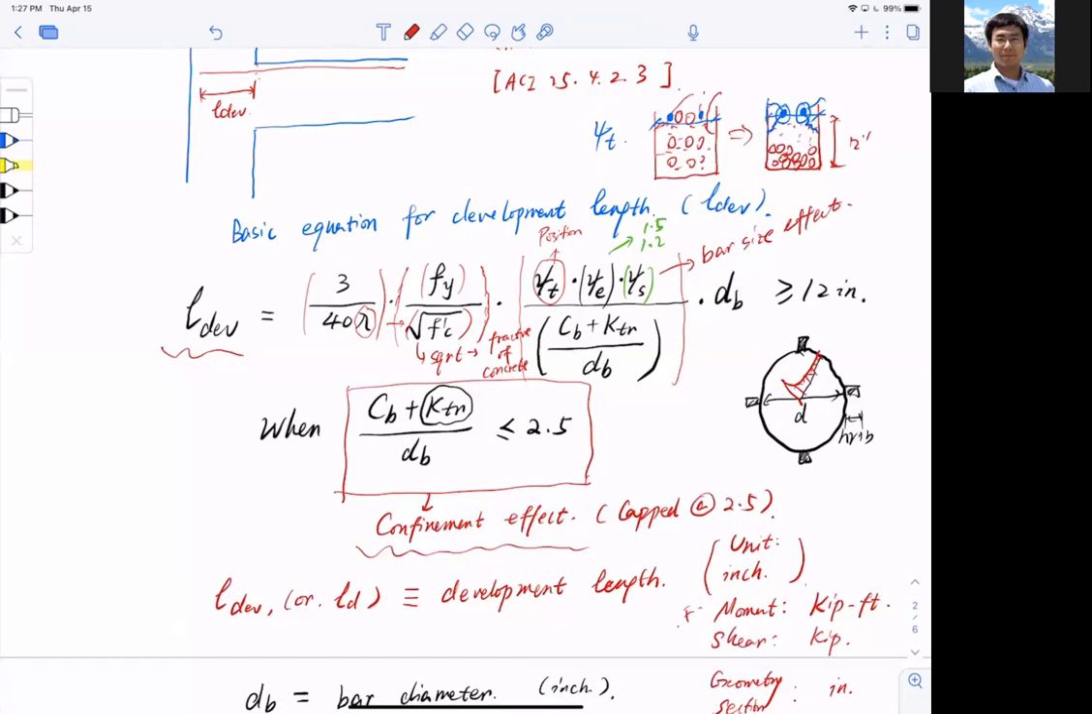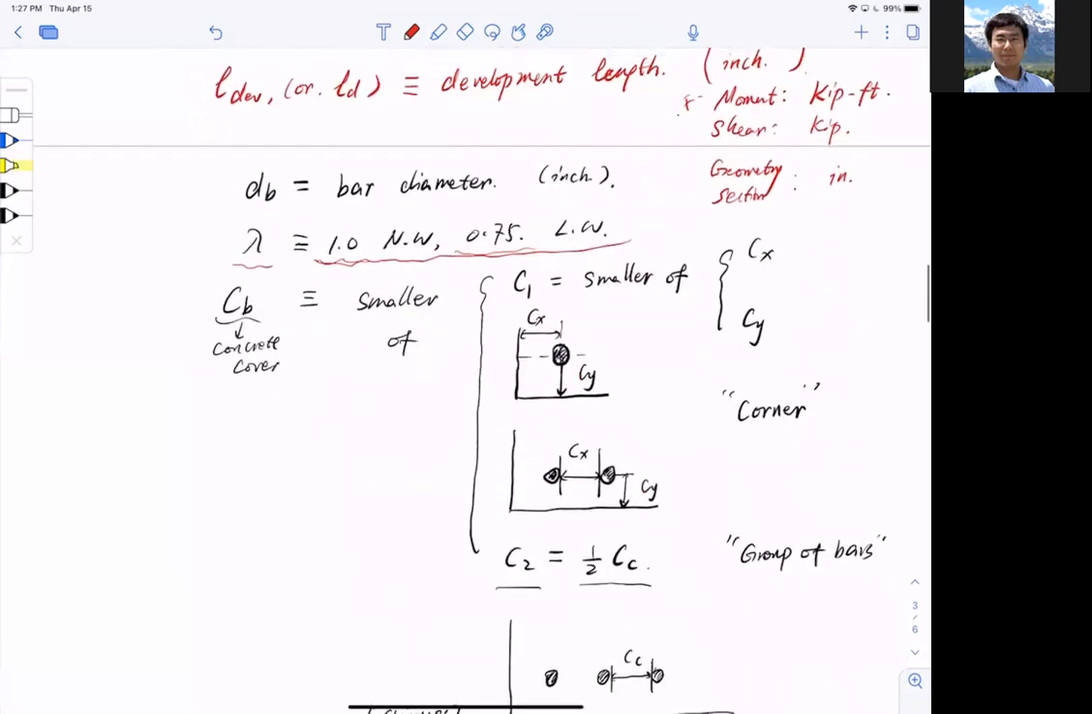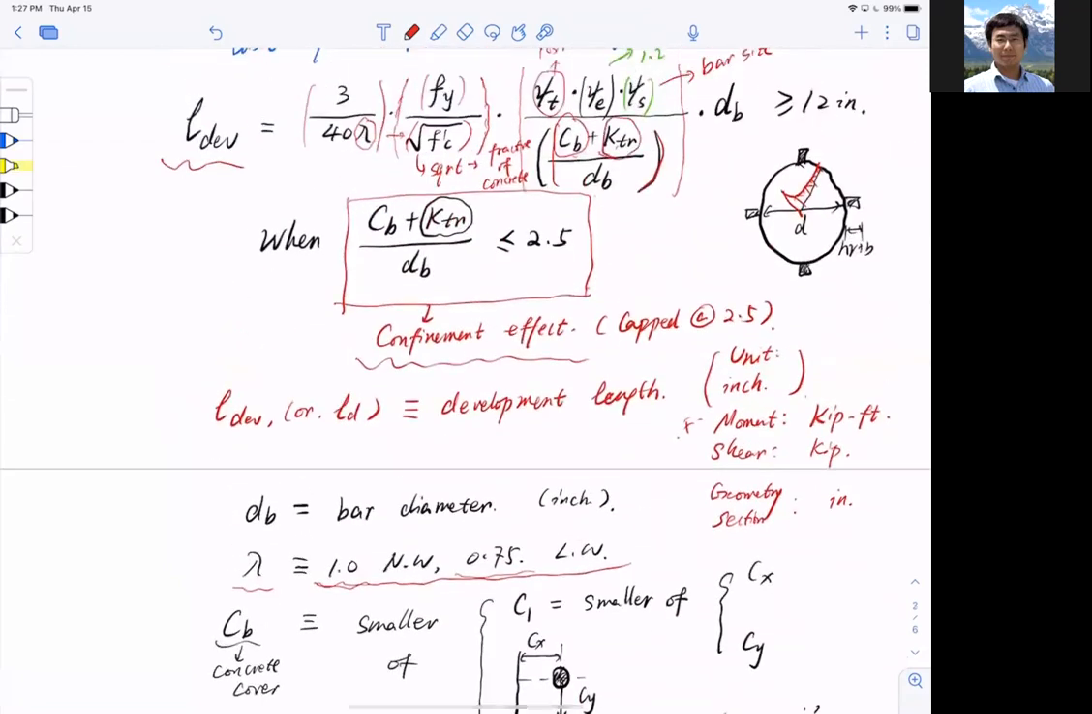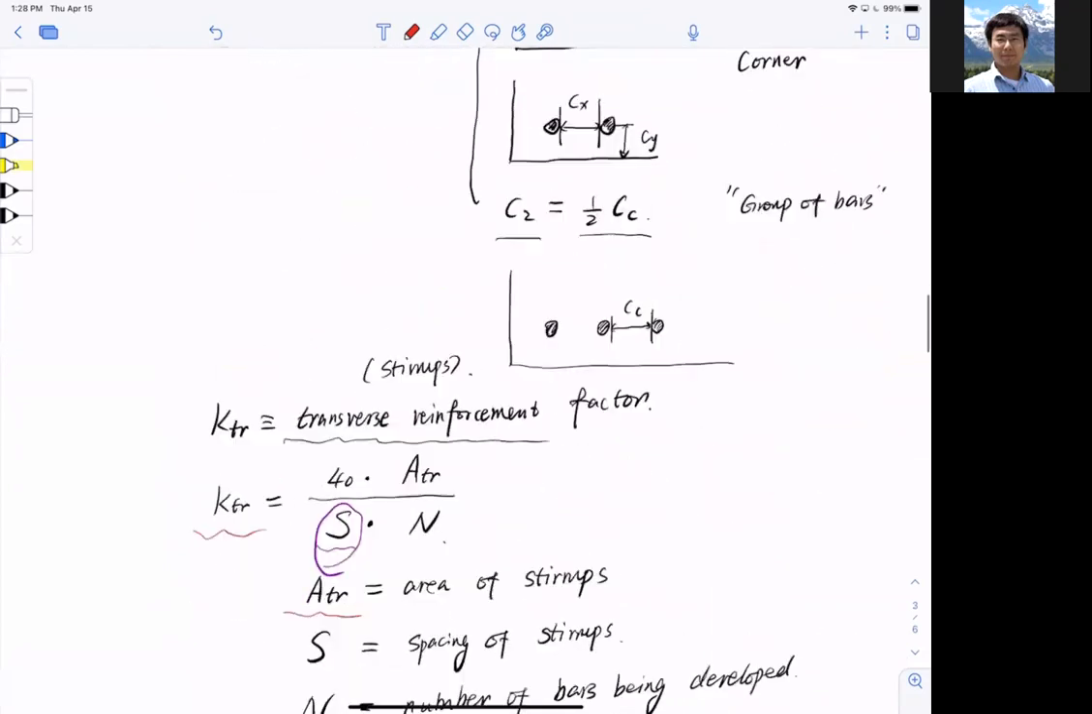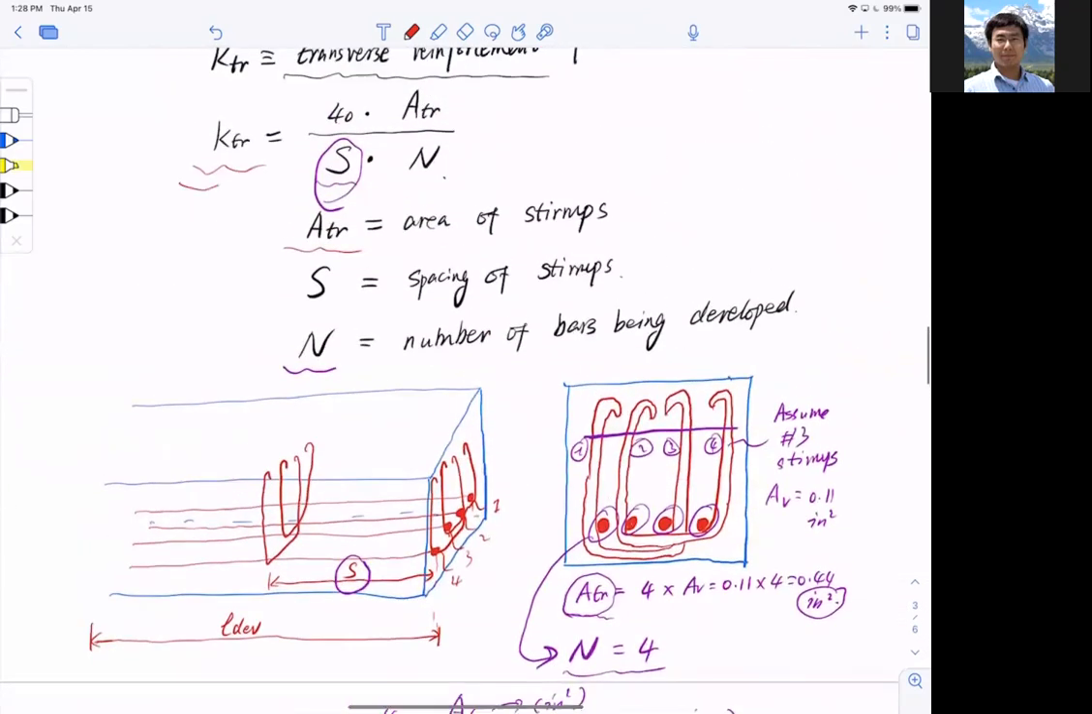The most complicated thing, in the third term, is this confining effect term, (cb + Ktr) divided by db. Now cb is simple, it's just the concrete cover. And Ktr is the confinement effect, which is the complicated part. There's an equation for Ktr: 40 is a fitting coefficient, divided by s, the spacing between stirrups, Atr is the cross-section area, and n is the number of bars being developed. There are so many n's in these lectures and courses, so make sure you differentiate. This is not a modular ratio. This is the number of bars being developed, okay?